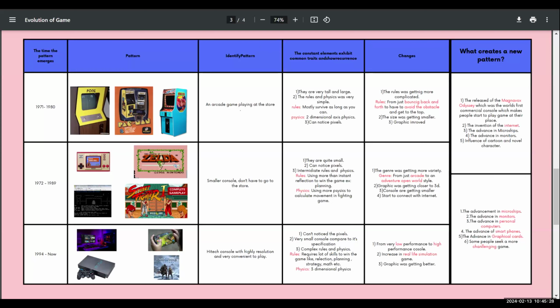What shifts the smaller console that you don't have to go to the store to the high-tech console with high resolution is the advancement in microchips, monitors, personal computers, smartphones, and graphical cards. This one is quite important, the graphical cards, because they are the things that make the games run very fast. And the last reason is that some people seek a more challenging game. Yeah, so that's it. This is the shift, but I just rearranged it.